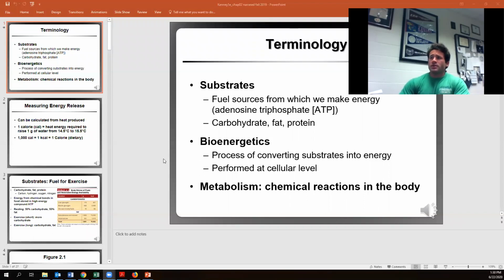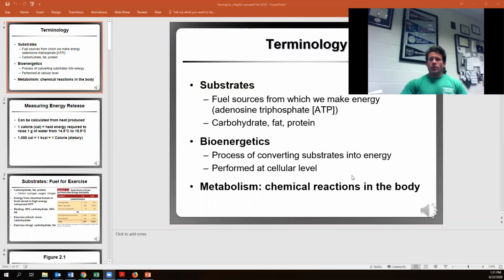Bioenergetics is the process that we have inside of our body going all the time of how we're converting these substrates into energy. And this occurs inside of our cell in the cytoplasm or sarcoplasm, we're talking about muscle, and then also inside of the mitochondria. Mitochondria is where that aerobic metabolism is going to occur. Now, metabolism itself is going to be all of the chemical reactions, both catabolism breaking things down and anabolism building things up that's occurring inside of the body.